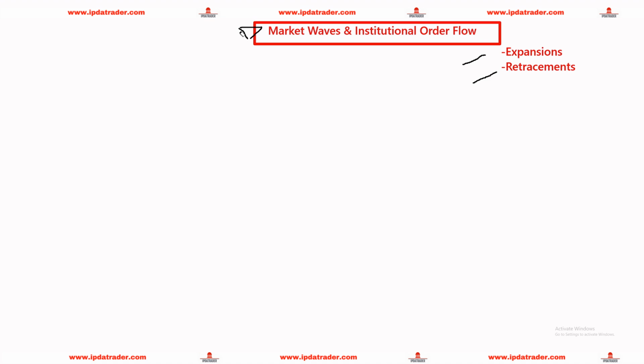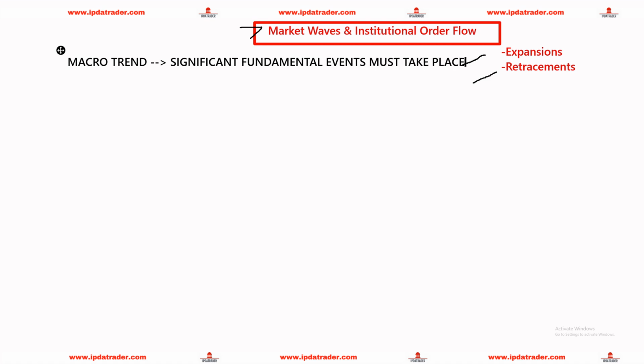Rather easily, okay? For a market to really shift its macro trend, which is once again the trend that you identify from the highest time frame perspective zooming out, significant fundamental events must take place. Okay, and when we refer this to the current market conditions and we talk about EURUSD and GBPUSD, I think it's safe to say that we can all identify that they're in a heavy bearish trend, right?